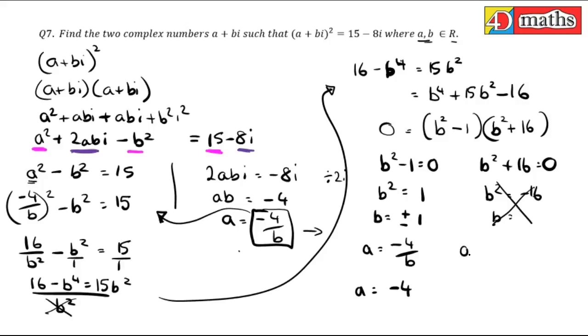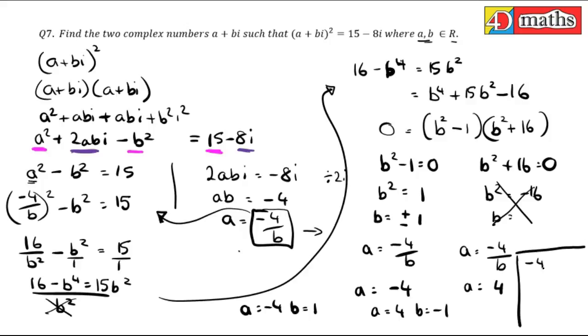And if I use minus 1 for b, I'll get 4. So the two values for a and b are: a is minus 4 and b is 1; a is 4 and b is minus 1. So what we have then is our two complex numbers: minus 4 plus 1i and 4 minus 1i. So there's my two complex numbers together, and here are my values for a and b.